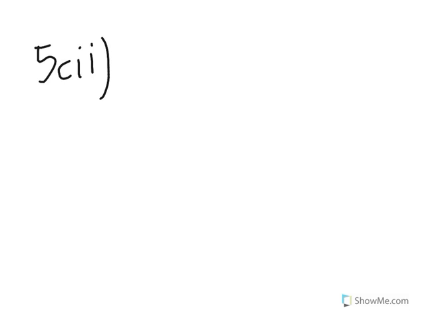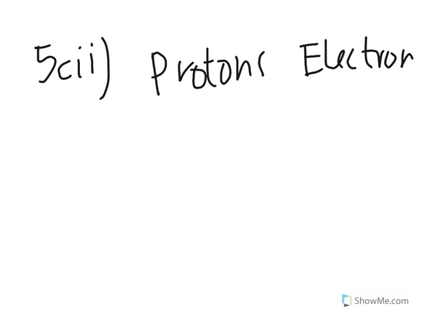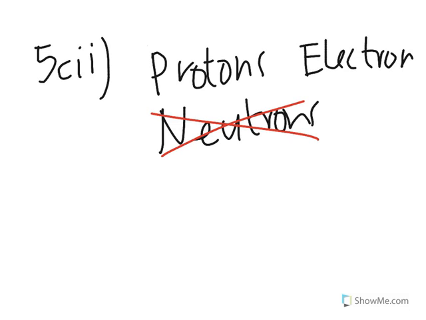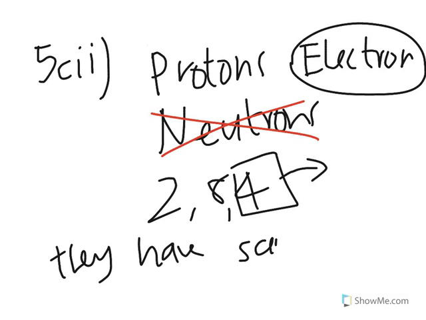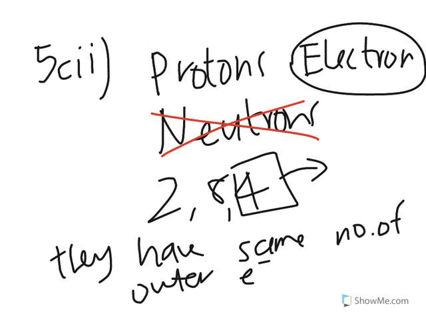But isotopes have the same number of protons, and therefore the same number of electrons, but different numbers of neutrons. So they'll have different masses. If they have the same number of electrons, they should have the same electron configuration. For example, if two isotopes have the same electron configuration 2,8,4, that means they have the same number of outer valence electrons. So the reason for them having identical chemical properties is that they have the same number of outer electrons.